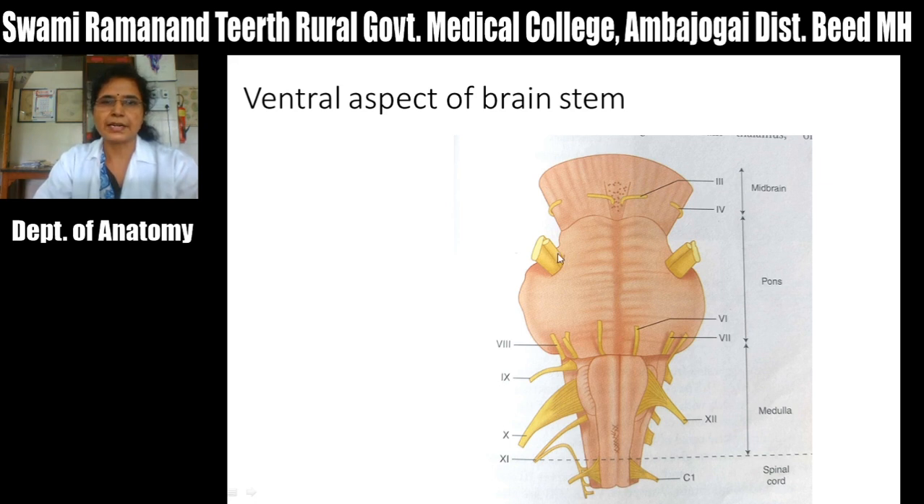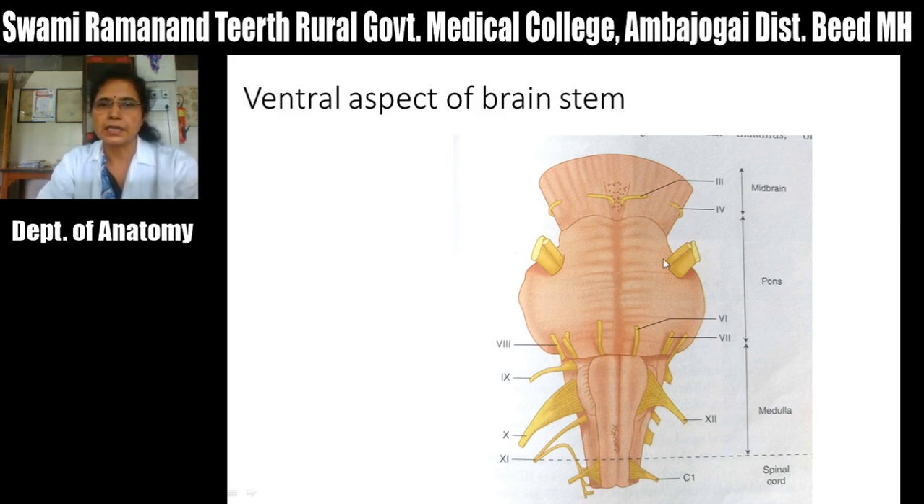Brainstem gives attachment to cranial nerves, that is third to 12th cranial nerves. They are attached to this brainstem. First and second cranial nerves are attached to the forebrain. This midbrain gives attachment to the third cranial nerve and fourth cranial nerve. This fourth cranial nerve emerges on the dorsal aspect of midbrain.